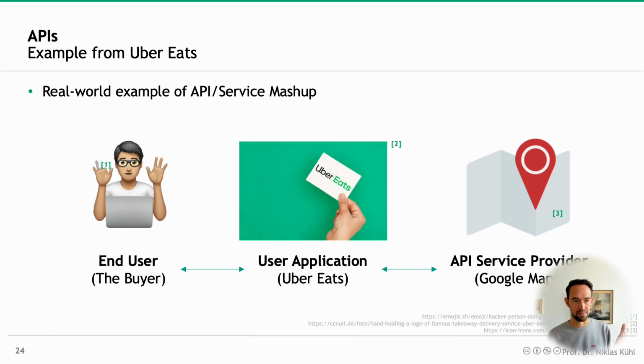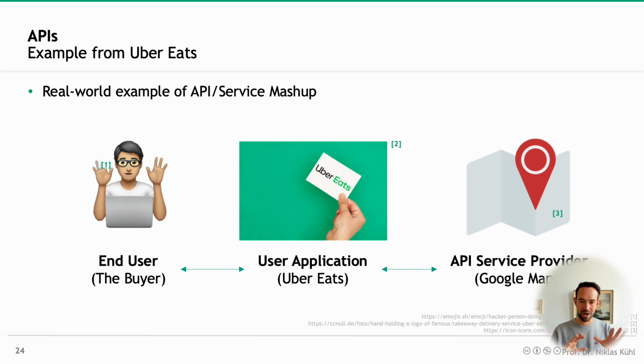Sticking to Uber, I think an interesting case of a so-called API mashup or service mashup is Uber in general, or also Uber Eats. So you have the end user on the one hand, the buyer, that interacts with the solution Uber or Uber Eats in this case. And now Uber, of course, was left with the question, how do we get all this map data, right? We don't want to build our own map service. So they use the API of a service provider. In their case, that is Google Maps, right?